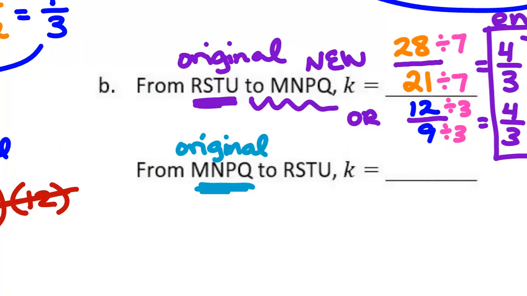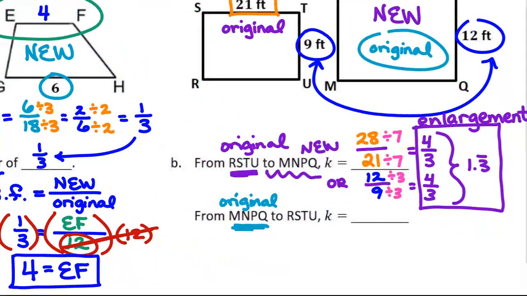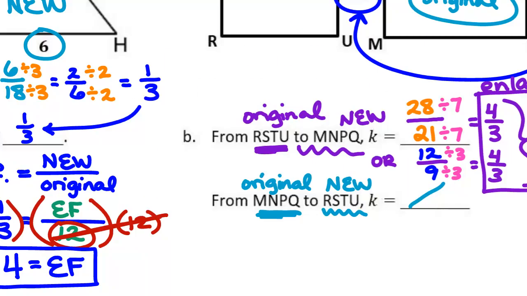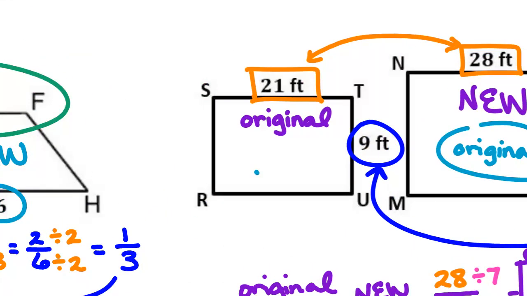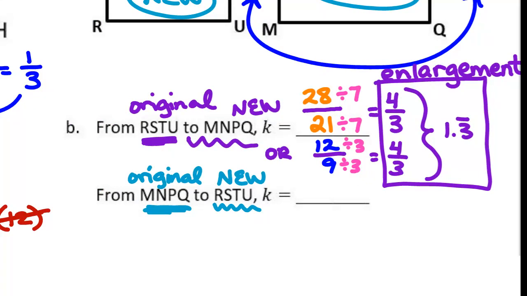What about if we switch it around the other way? NMPQ is now my original, and RSTU is now my new. 3/4. Tell me how you did that. It's absolutely correct. That's absolutely what we do.